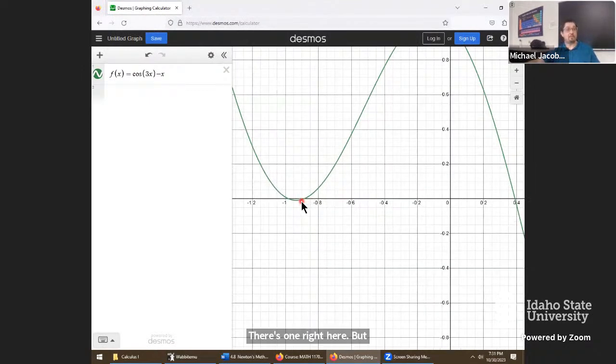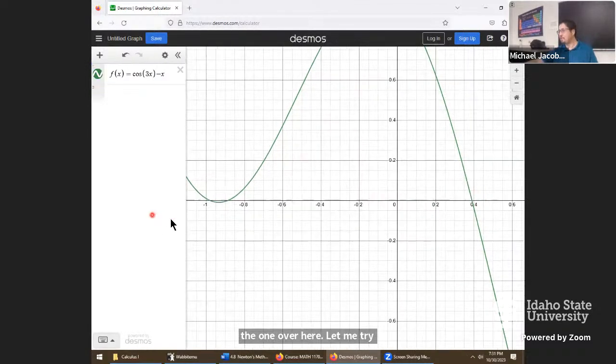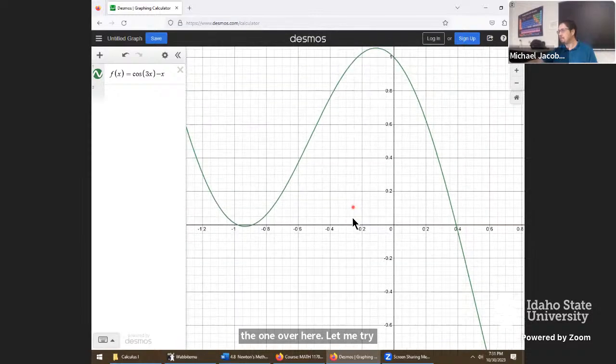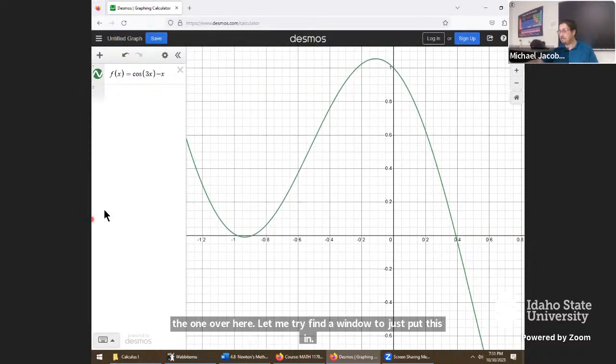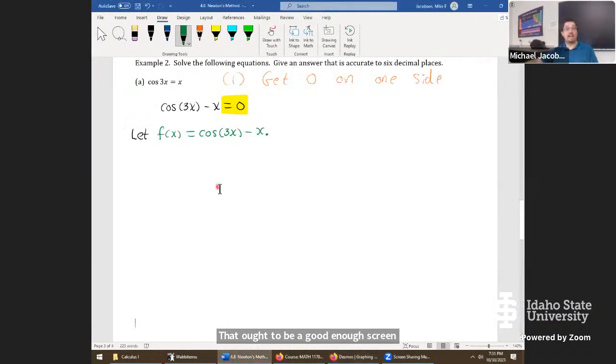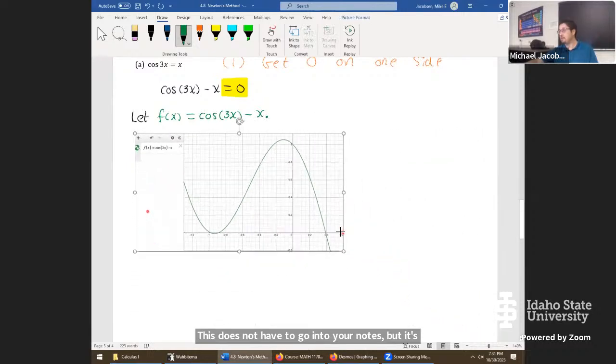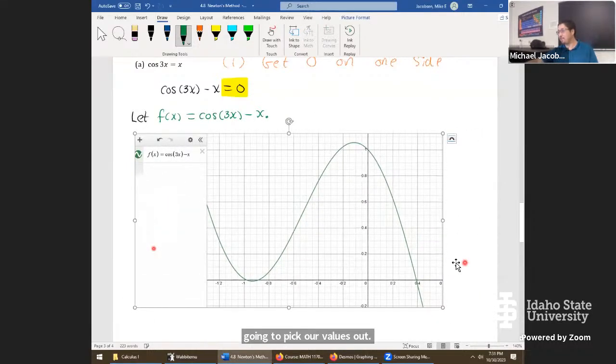This problem is a little bit tricky, and this happens on the homework too. We have to hunt for all the solutions on this thing. That means we have 3 initial guesses trying to get to these 3 different zeros here, here, and the one over here. So let me try to find a window to just put this in. That ought to be a good enough screen. This does not have to go into your notes, but it's really just here for the sake of emphasizing how we're going to pick our values out. That's way too small. Let me go like that.